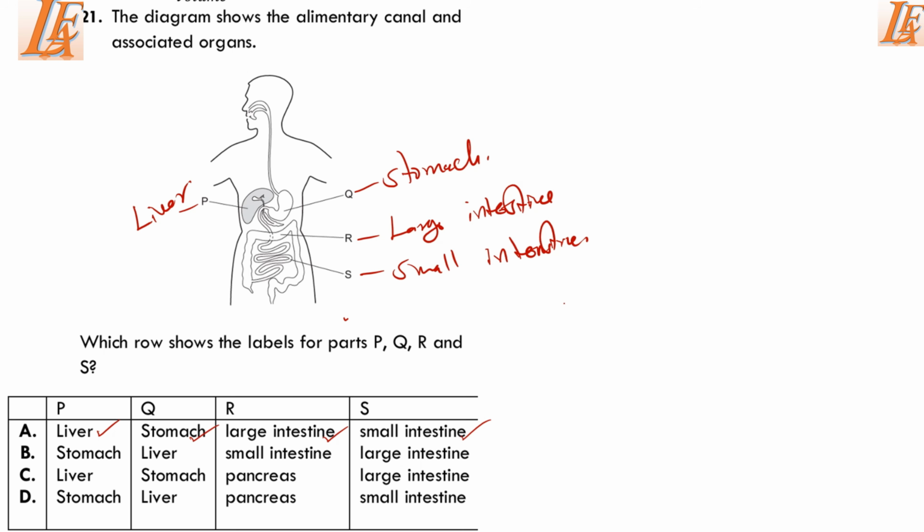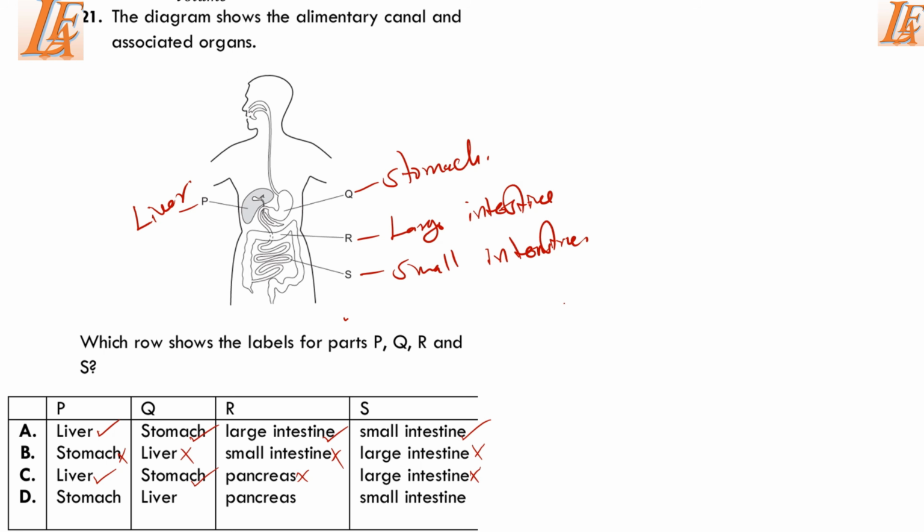Option B, stomach for P, this is wrong. Q is a liver, wrong. R is a small intestine, wrong. S is a large intestine, wrong also. C, P is a liver, correct. Q is a stomach, correct. R is a pancreas, wrong. Then S is a large intestine, this is also wrong.